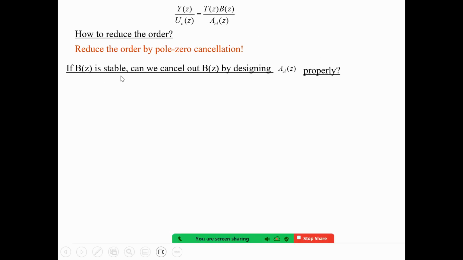Then we say, okay, if B is stable, can we cancel out B? If we want to cancel out B, how are we going to design ACL, the closed loop polynomial? Remember, you design the closed loop polynomial. That closed loop polynomial includes the AM, which is from the reference model. And there are also some other things you can put in, right? So you think about that. Can we design the ACL such that B can be cancelled out? Yes or no?